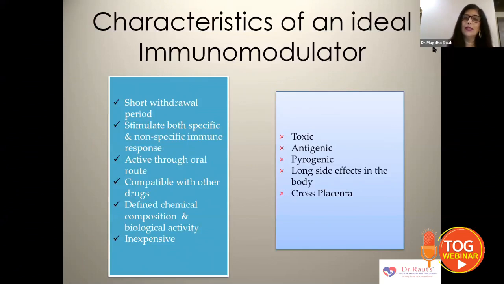So what are the characteristics of an ideal immunomodulator? An ideal immunomodulator should have a short withdrawal period. It should stimulate both specific and non-specific immune response. It should be active through the oral route and compatible with other drugs. It should have a defined chemical composition and a biological activity, and it should be inexpensive. On the other hand, it should not be toxic, it should not be antigenic, it should not be pyrogenic. There should be no long-term side effects on the body, and it should not cross the placenta.